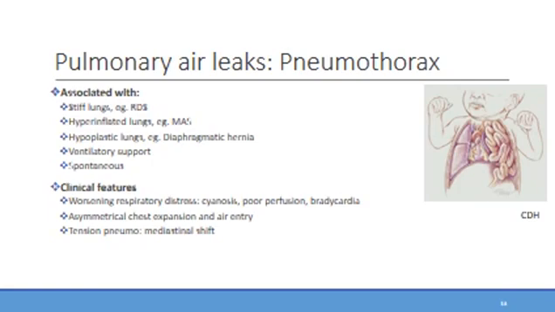Clinical features of a pneumothorax: it can be asymptomatic and an incidental finding on X-ray, but when it becomes a tension pneumothorax, there can be worsening respiratory distress with cyanosis, hypercarbia, and then also poor perfusion and bradycardia. One might identify asymmetrical chest expansion and asymmetrical air entry. And then in a tension pneumothorax, you can also have mediastinal shift with shifting of the trachea and the heart sounds that can be displaced.